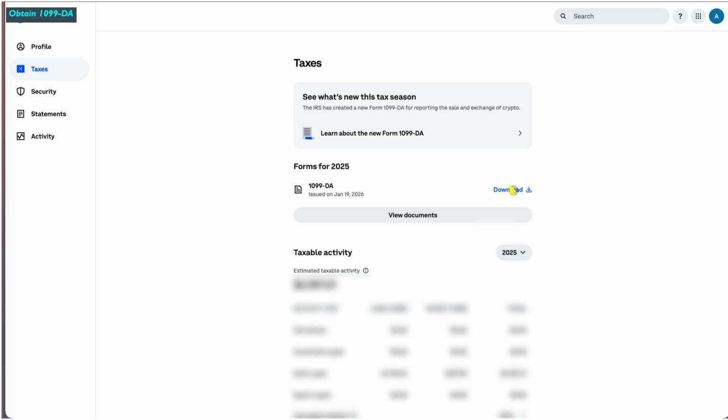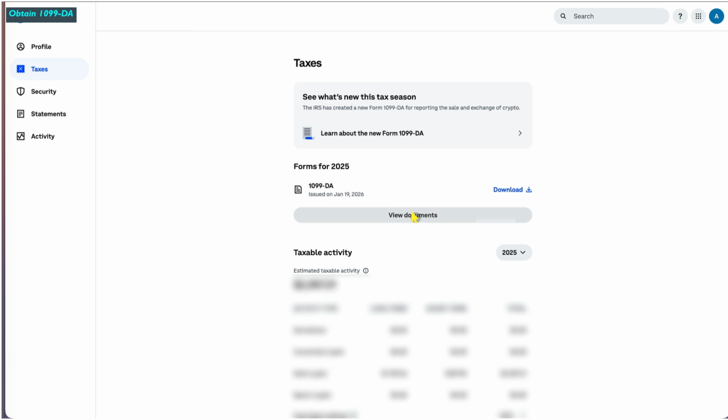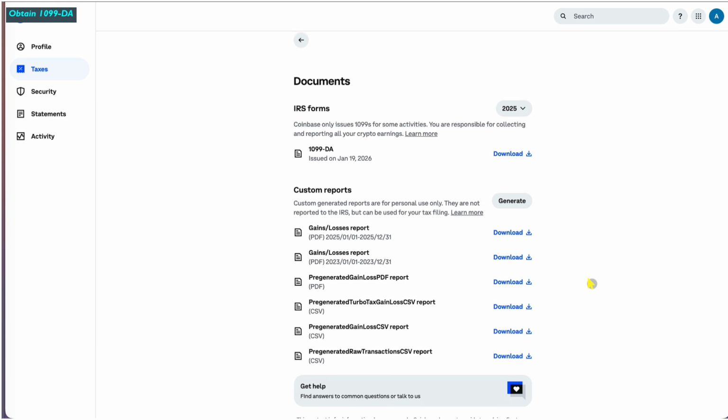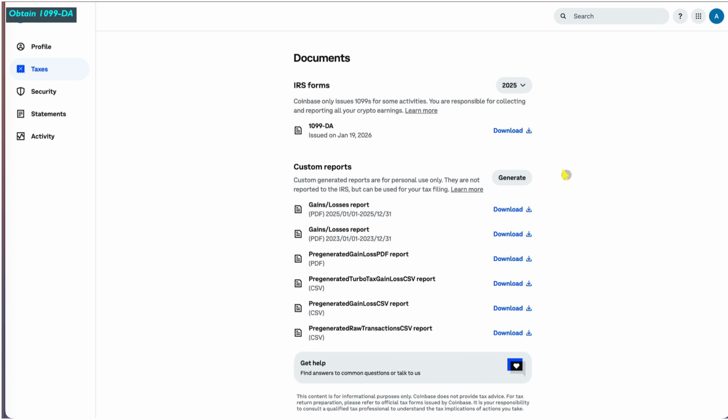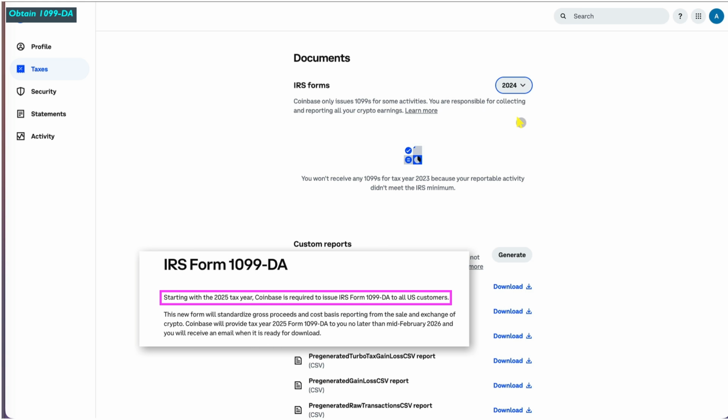Now let's go back to my tax summary page. You can see that Coinbase issued me a new 1099-DA on January 19, 2026. I can download it here since I will need it to file my taxes. If I select View Document, I can see all my tax forms and supporting documents for previous years. For years before 2025, you will not see a 1099-DA because this is a new form.